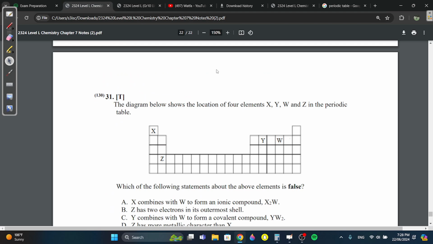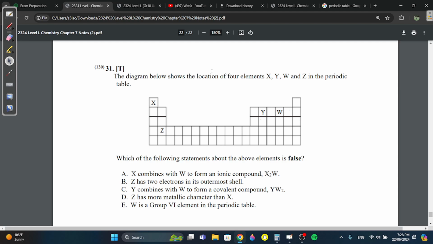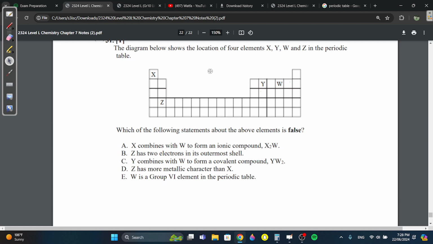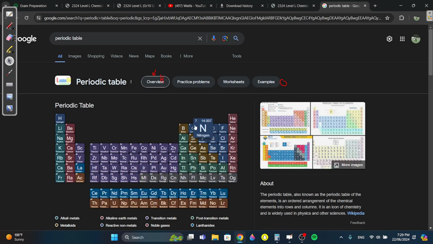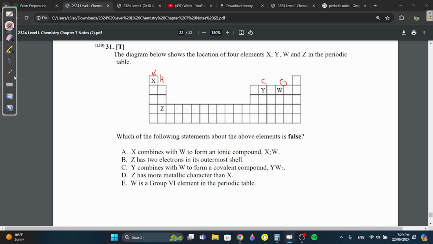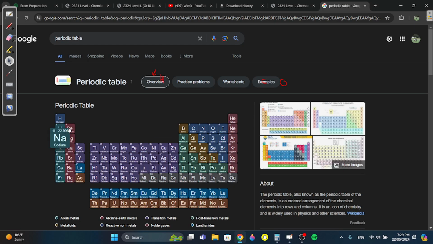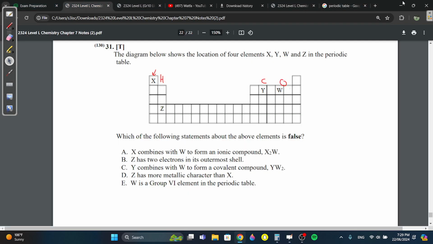Okay. The diagram below shows the location of 4 elements X, Y, W, and Z in the periodic table. Which of the following statements is false? X combines with W to form an ionic compound X2W. It would help if you use the periodic table to figure out what these elements are. In this case, X would be hydrogen, W would be oxygen, Y would be carbon, and Z would be, what was it, second group, third one down, calcium. So Z would be calcium.